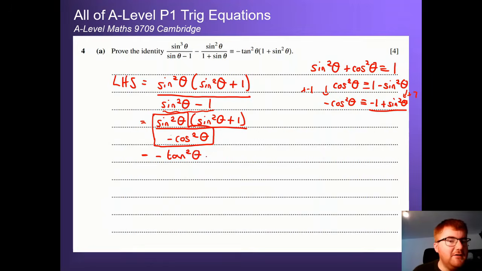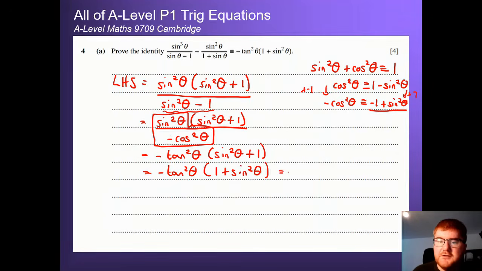squared theta directly. And then we have sine squared theta plus 1, which, let's just tidy this up to look exactly like what we need here. So 1 plus sine squared theta. And we do get the right hand side, which we are looking for.